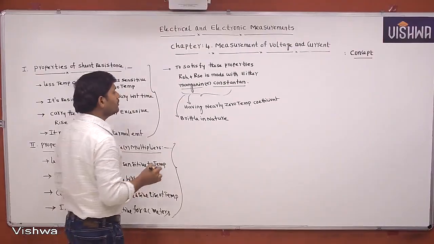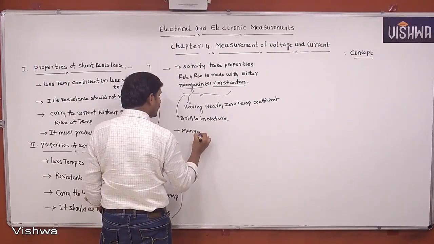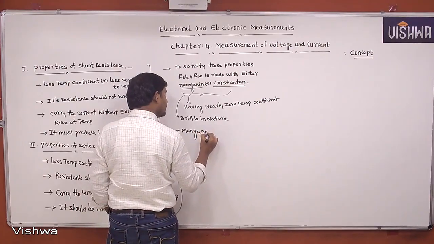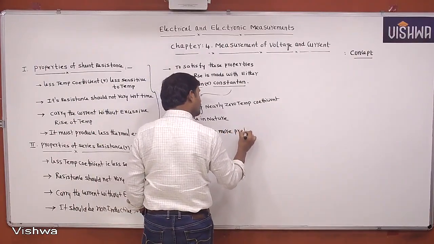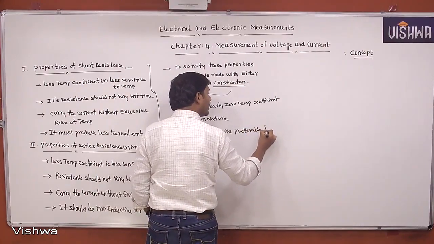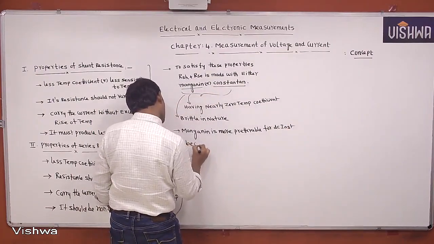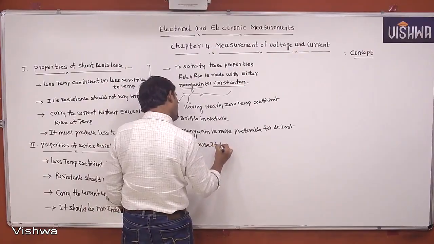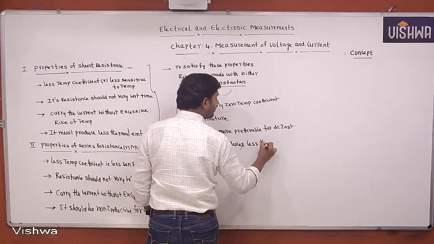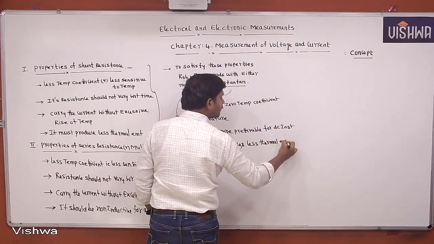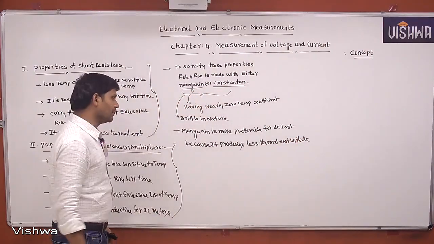Another point to remember: manganin is more preferable for DC instruments because it produces less thermal EMF with DC. In general, if DC is asked, your answer is manganin.